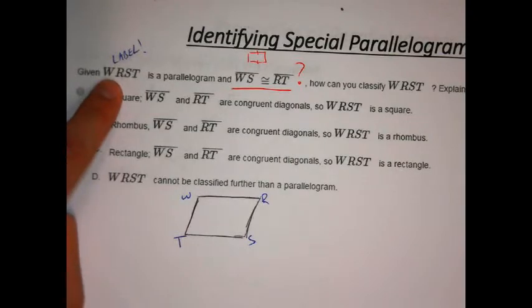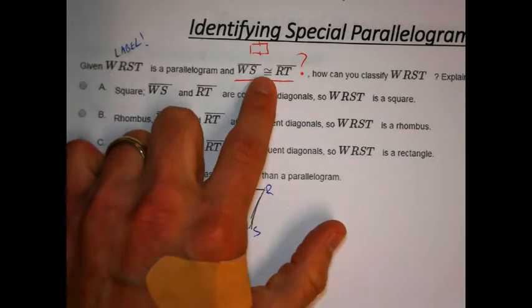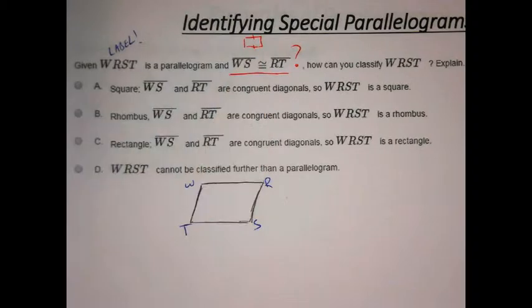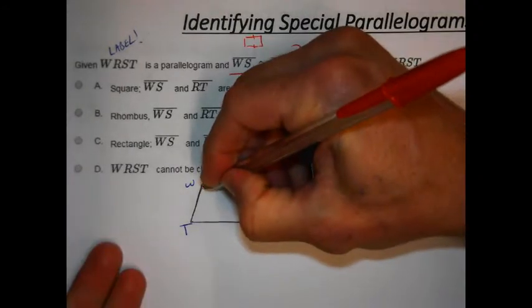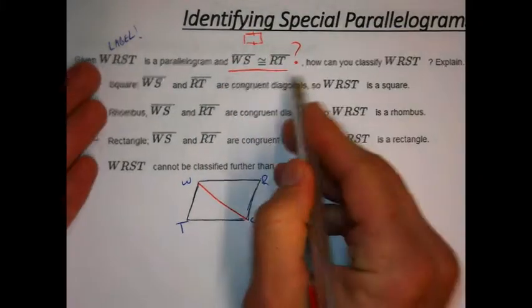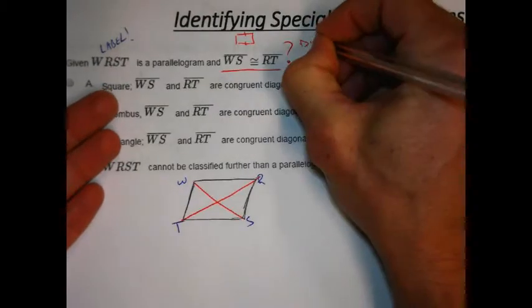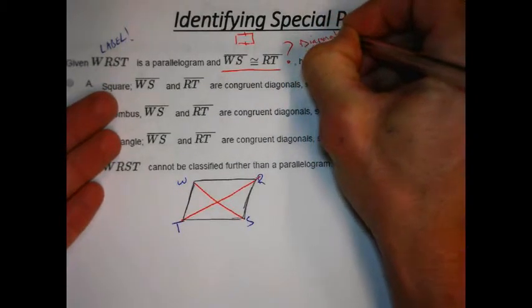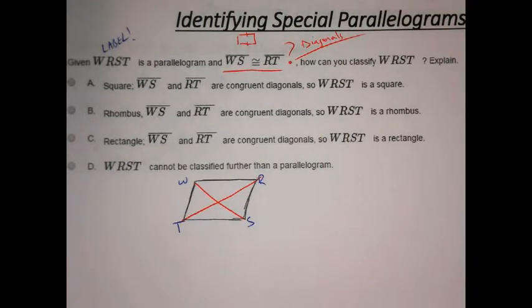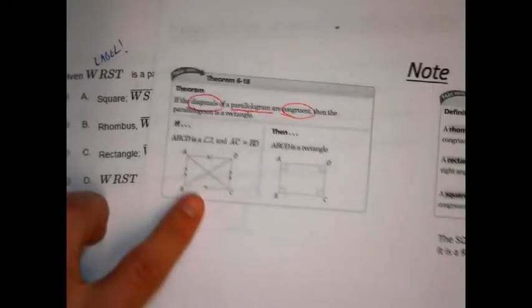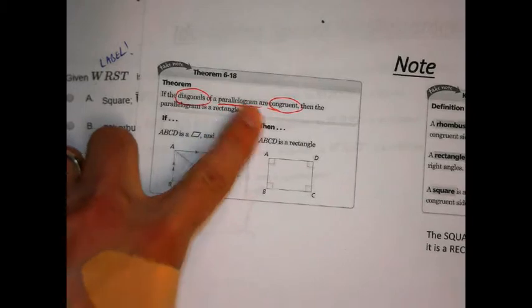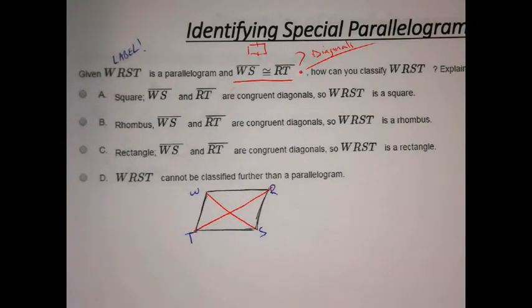Now we can look at this given statement. What is it telling us is congruent? It's saying segment WS. Look at the diagram we drew. Segment WS is from here to here. That's a diagonal. And RT is from here to here. That's a diagonal too. So these are diagonals, and we have to know that. We're talking about congruent diagonals, and now we know, blam, it is a rectangle. If it's a parallelogram with congruent diagonals, we've got a rectangle.